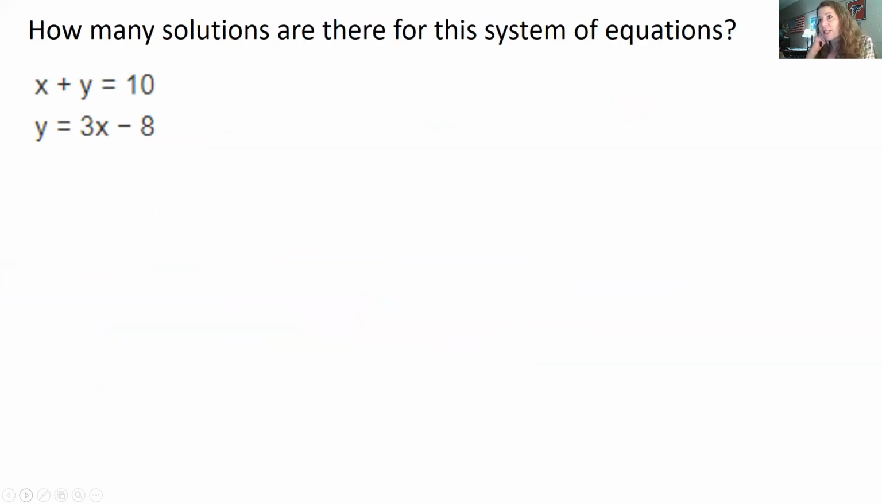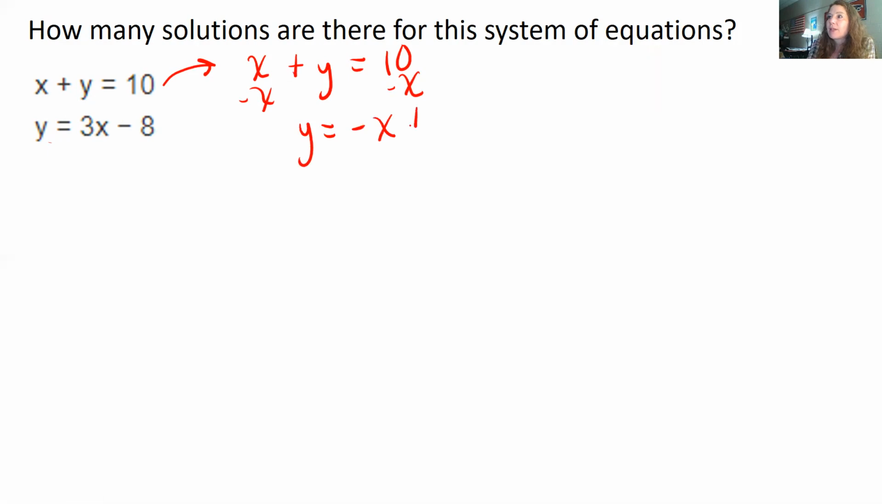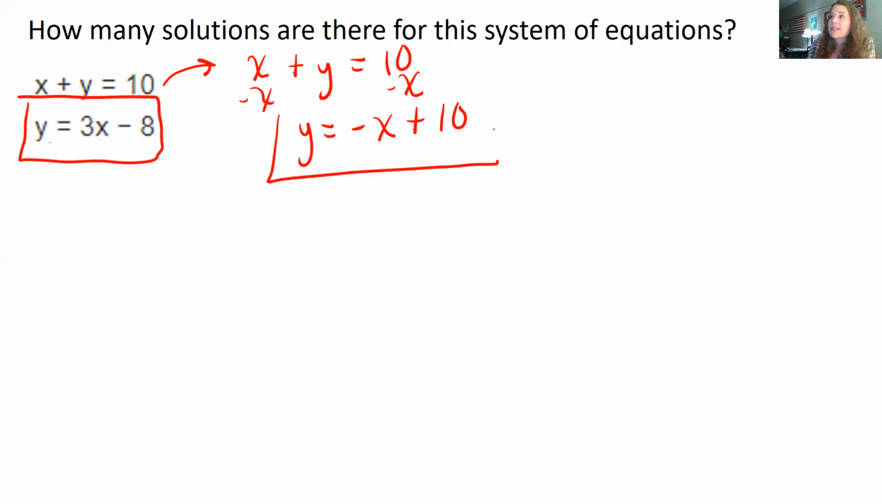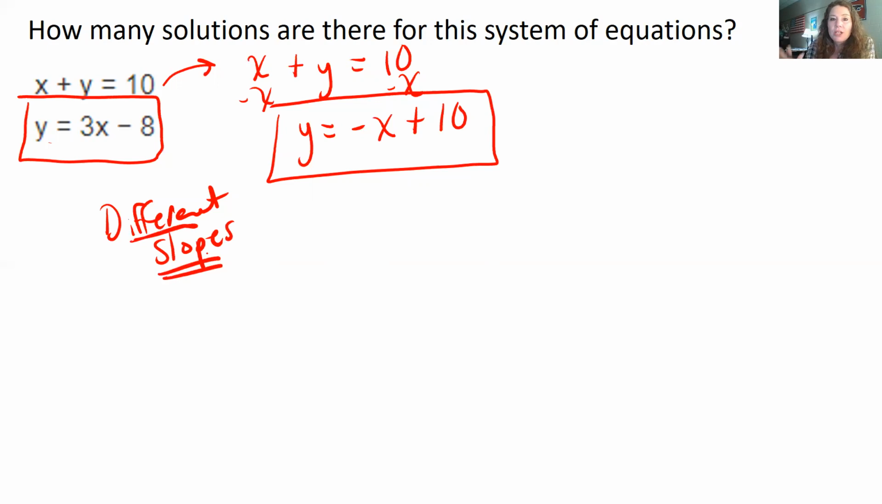All right, so now it says how many solutions are there for this system of equations? Well, since the bottom one is solved for y, I'm going to go ahead and solve the first one for y. So how do we solve for y? We get rid of x by subtracting x. So basically, I have y equals negative x plus 10. So we're comparing two different equations, and what is true about these? They have different slopes. So once you see that the two lines have different slopes, you already know the answer to the question. The answer is one solution.